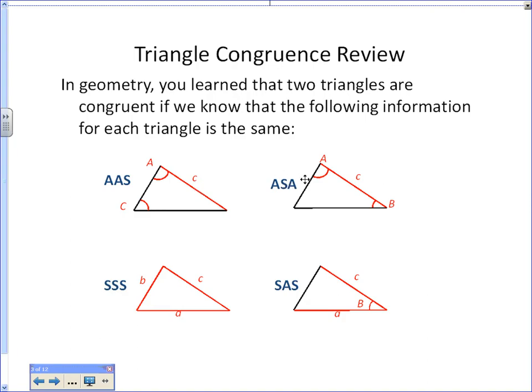Angle, side, angle is where I have an angle, a side, and an angle where the side is between them. In angle, angle, side, the side wasn't in between them, but in angle, side, angle, the side is between them. Then I have side, side, side, which is where I know all three sides, which means I can find all of the angles inside. And side, angle, side is where I have a side, an angle, and a side, and the angle is between those two sides.